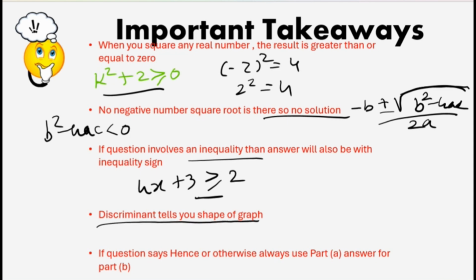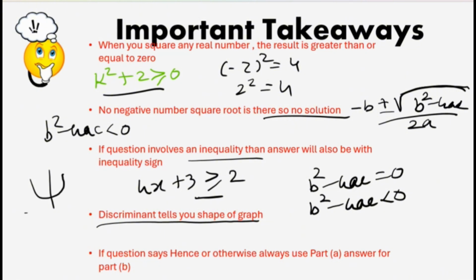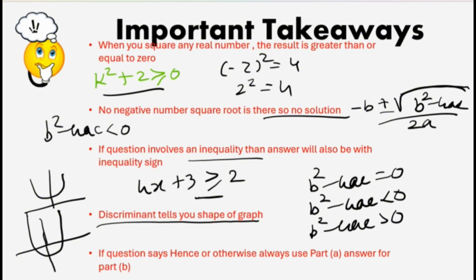Discriminant tells you the shape of a graph. We know that b squared minus 4ac equal to 0 means it touches only one point. b squared minus 4ac less than 0 means when you draw the graph, there is no intersection point. And when b squared minus 4ac is greater than 0, your graph intersects the x-axis at 2 points. So that will tell you the shape of a graph or how many points it's intersecting.